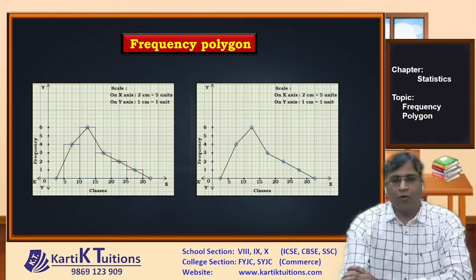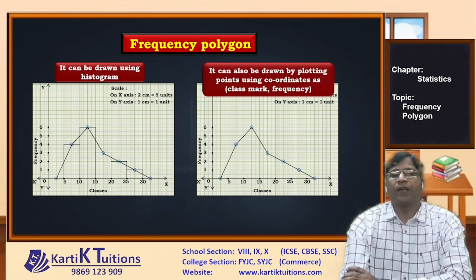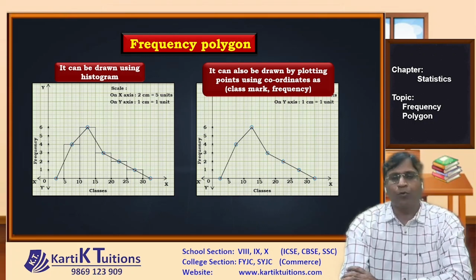Now also you can draw the frequency polygon without the histogram, but for that you need the help of class mark and frequency. So these are the two ways to represent the data. One is with the help of histogram, one is without the help of histogram. With histogram it becomes a bit easy, but the second one is also easy, थोड़ा मेहनत ज्यादा करना पड़ेगा, आपको class mark find करना पड़ेगा, फिर points plot करना पड़ेगा.